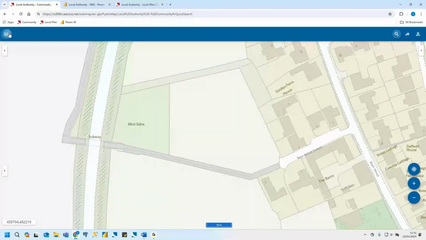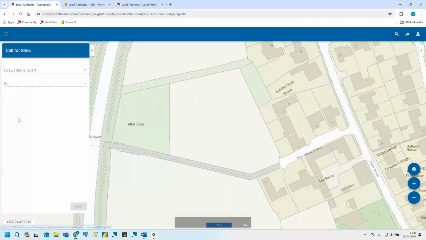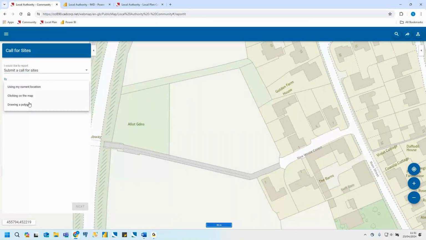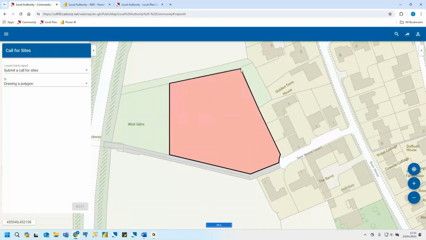So from the main menu, we're going to access our call for sites. And from the drop down, we're going to draw our site on the map. Now, there will be other options available, including the ability to upload a GIS file with the site boundary. In this example today, I'm going to draw my site on the map. So we'll just draw around the site like so, and then complete the site. And then once we're happy, we're going to click next.